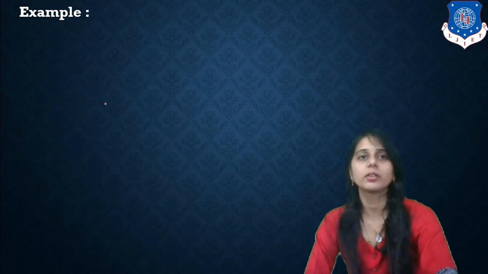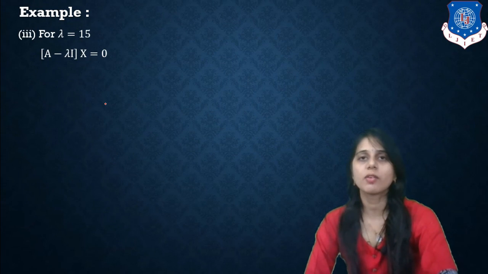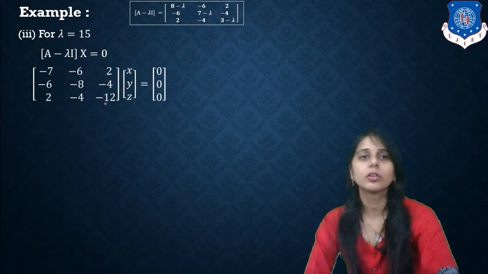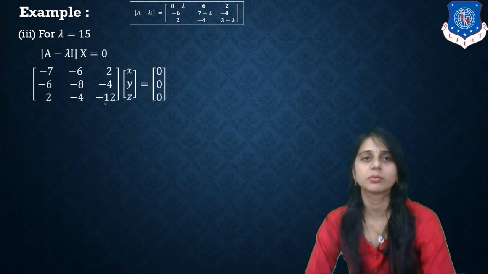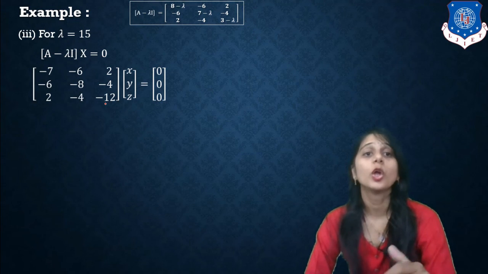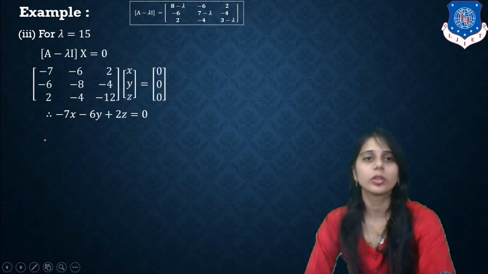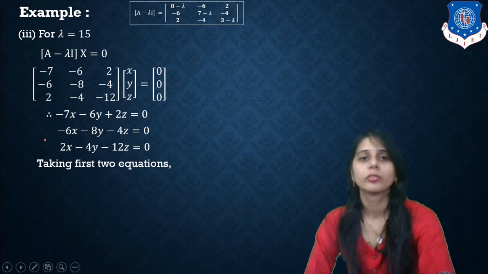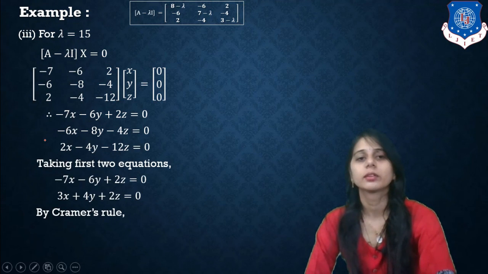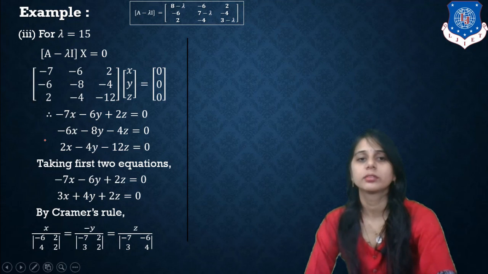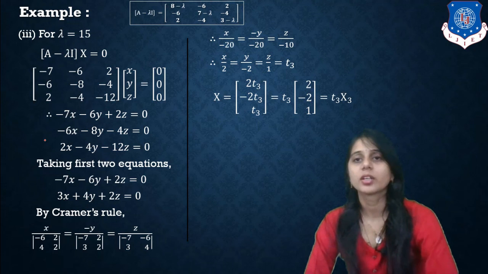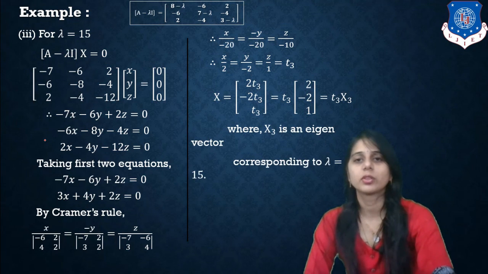Now we find for lambda equal to 15. Put the lambda value in the matrix again. We get a different matrix: minus 7, minus 6, 2, minus 6, minus 8, minus 4, 2, minus 4, minus 12, and x, y, z equal to 0, 0. Now converting to equation formation and using Cramer's rule, we get x, y, z as minus 20, minus 20, minus 10. So our third eigenvector is 2, minus 2, 1 for lambda equal to 15.